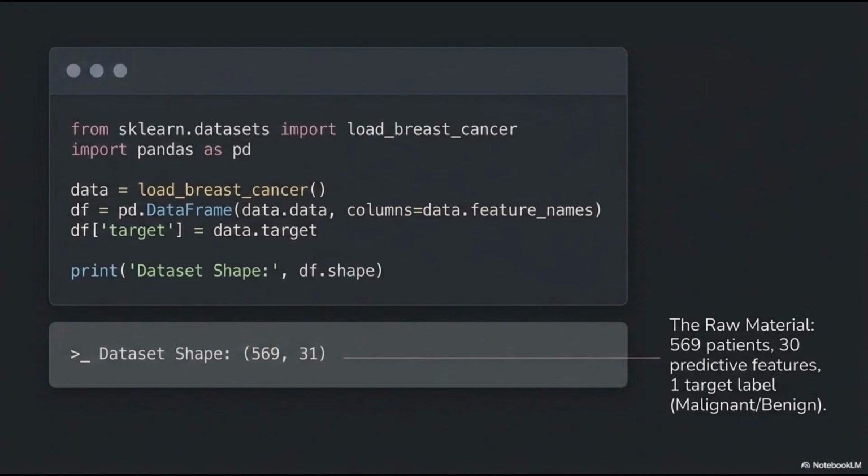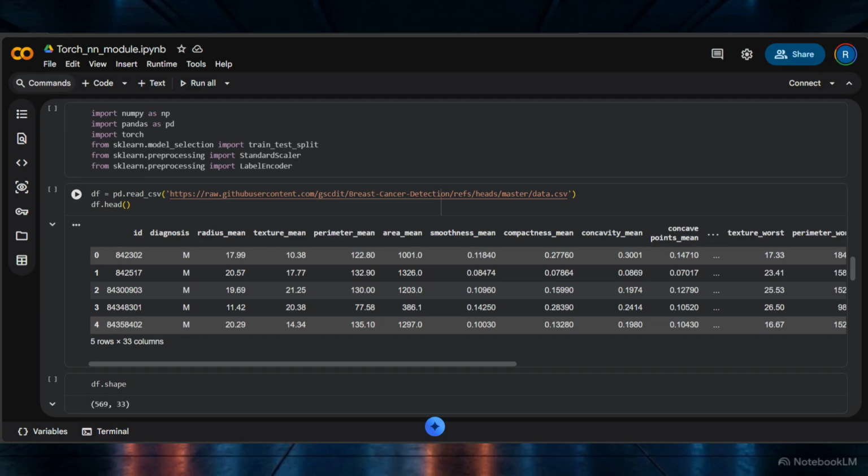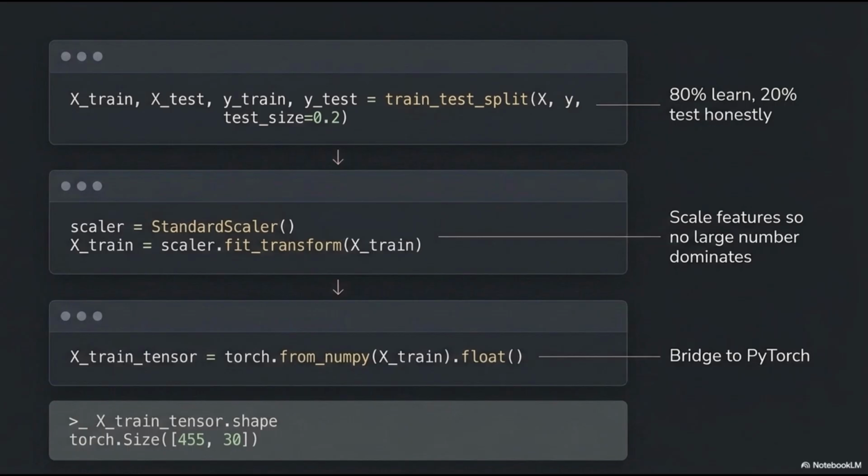Now let's apply this to our real project. We load the breast cancer dataset with pandas and immediately drop the ID and empty columns, since they hold no predictive value. Our data frame indicator shows we are left with 569 patients and 33 columns. We separate out 80% of those patients to learn from and hold back the remaining 20% to test the model honestly on unseen data later.